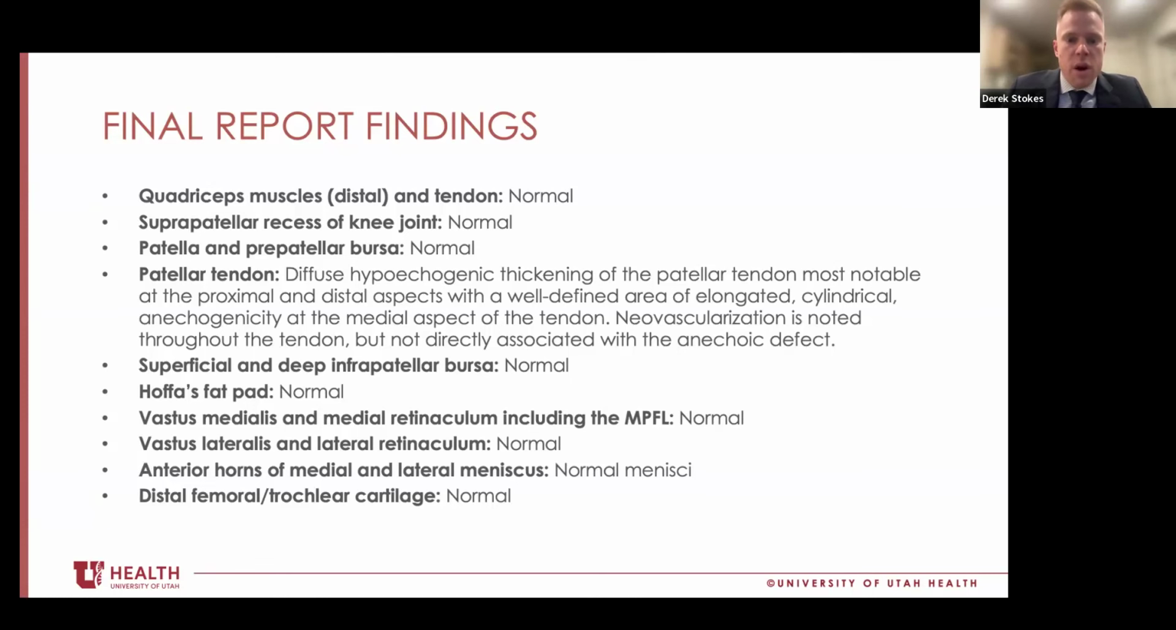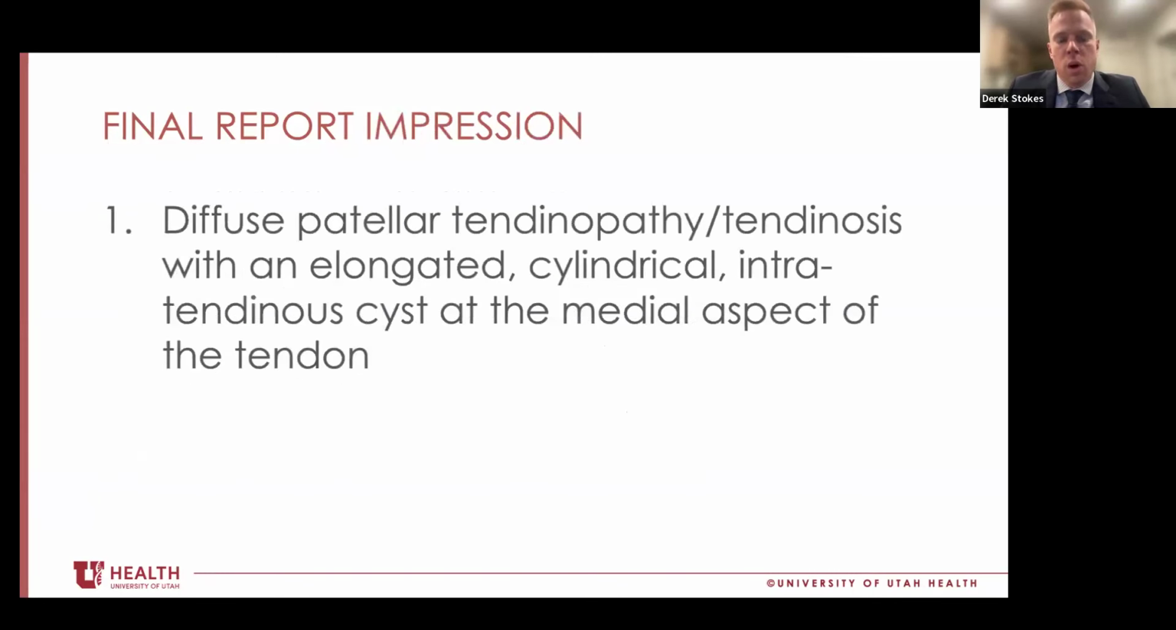A diffuse hypoechogenic thickening of the patellar tendon, most notable at the proximal and distal aspects, with a well-defined area of elongated, cylindrical anechogenicity at the medial aspect of the tendon. Neovascularization is noted throughout the tendon, but not directly associated with the anechoic defect itself. So our impression was a diffuse patellar tendinopathy or patellar tendinosis with an elongated cylindrical intra-tendinous cyst at the medial aspect of the tendon.